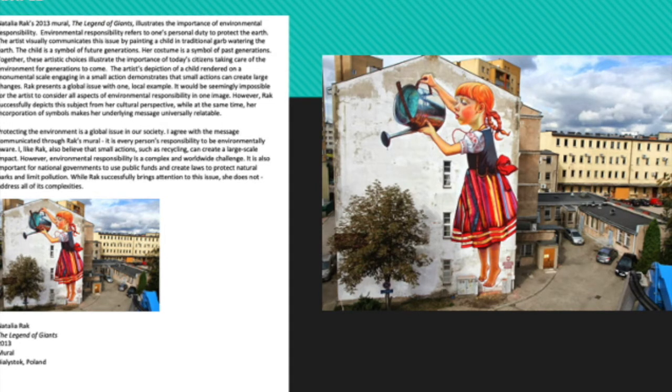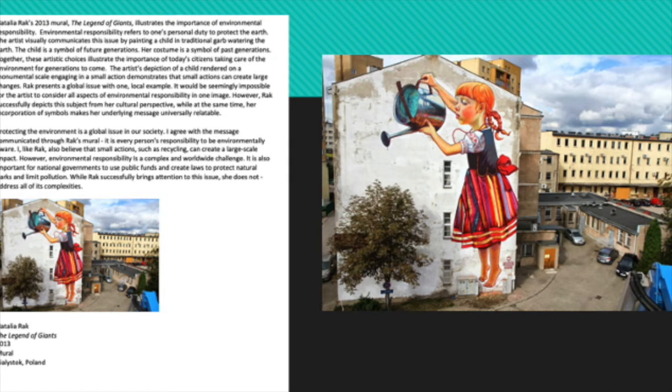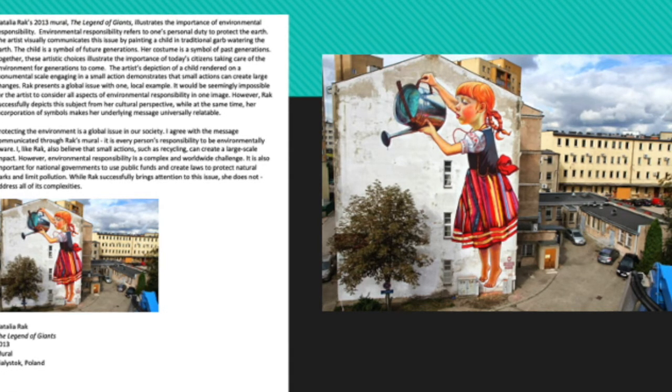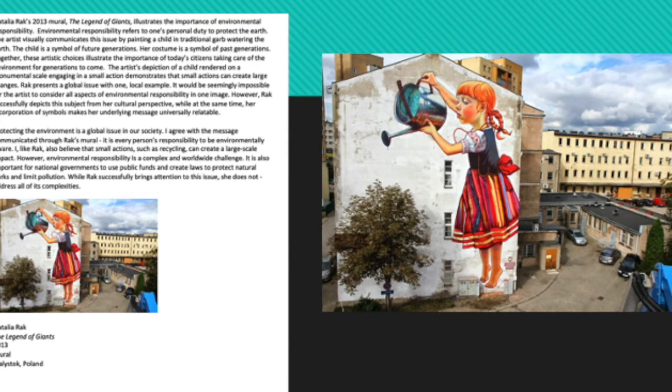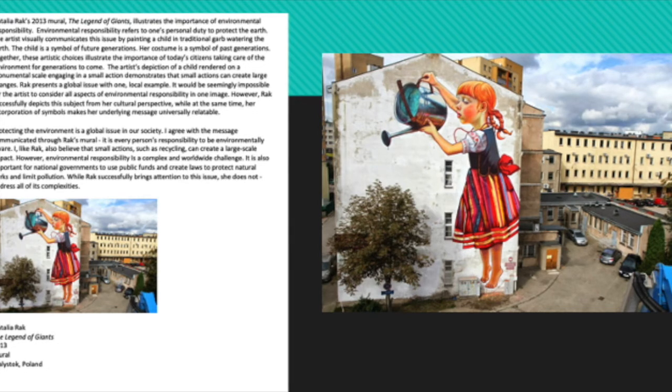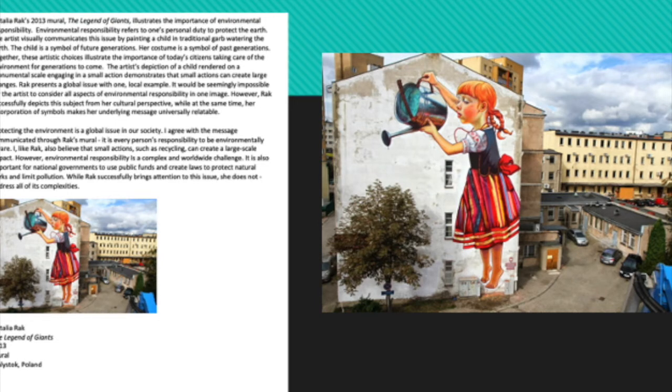So I say, however, Rack successfully depicts the subject from her cultural perspective. So Natalia Rack is a Polish citizen, and this young child is in traditional Polish clothing, and this mural is in a Polish city. So she is approaching this issue from something that she is aware of, right? She is aware of Polish cultural heritage.